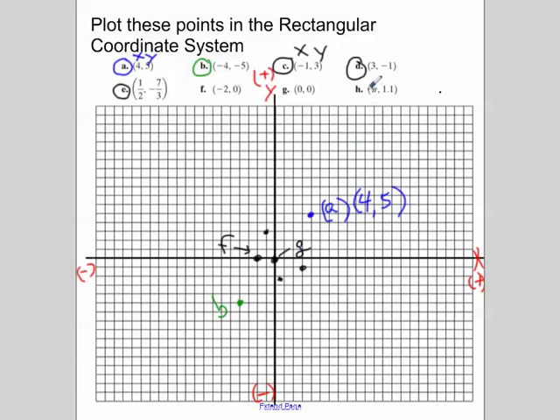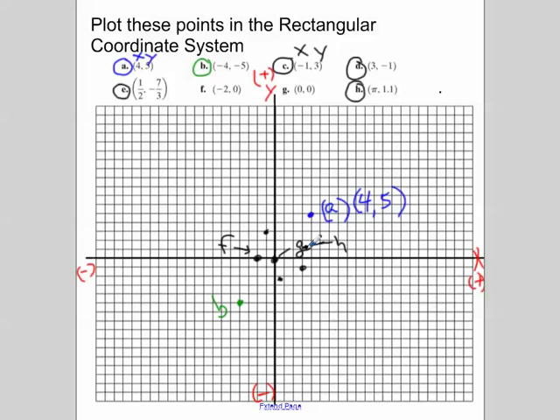And then finally, H, a little bit different, but really not too different from letter E. Pi, 1.1. Pi in the x direction, 3.14, 1, 2, 3.14, a little bit farther, and then 1.1. We're going to have to write over that G point, but it would be right about there, where our point H is.